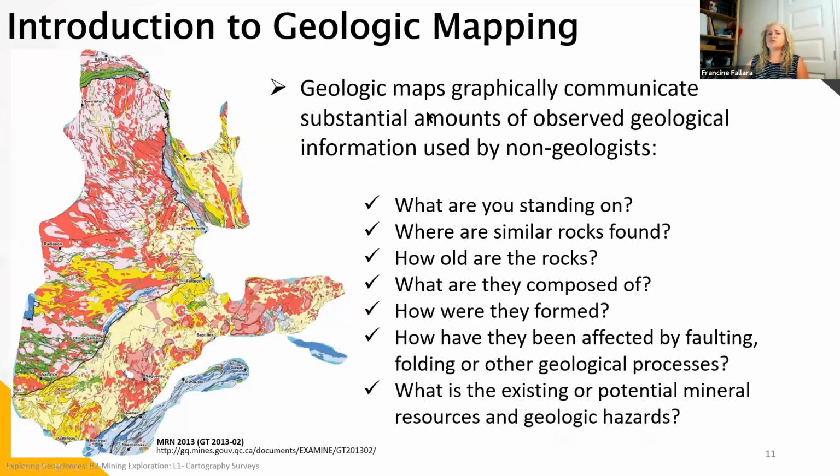Now I'm going to go through what we need to see and how we're going to build those maps. So, an introduction to mapping. Maps are basically communicating substantial amounts of observed geological information, and they are done so that we can give them to non-geologists, so that a non-geologist can use our maps and know exactly where he or she is standing. What that person needs to know is, what are we standing on? What type of rocks are we seeing? How old are these rocks? What is their composition? How were they formed? Are there any structural weaknesses around? Is there faulting, folding, or any other geological processes? People also want to know if there is any potential for mineral resources or geological hazards, and so on.